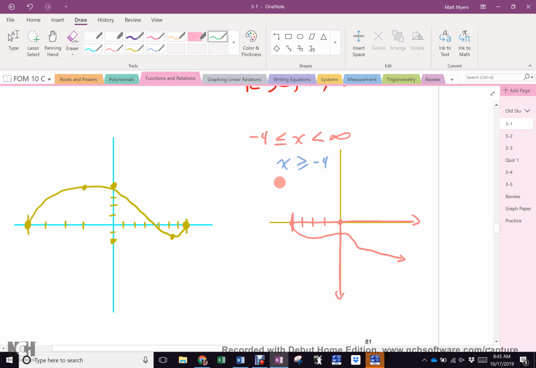What's the lowest number I have? Do I hit -4? -4. So what kind of bracket does it get? Square. What's the biggest number I hit? Infinity. Do I ever hit it? No. So what bracket does infinity get? Round bracket. Everybody cool? And that is the domain.